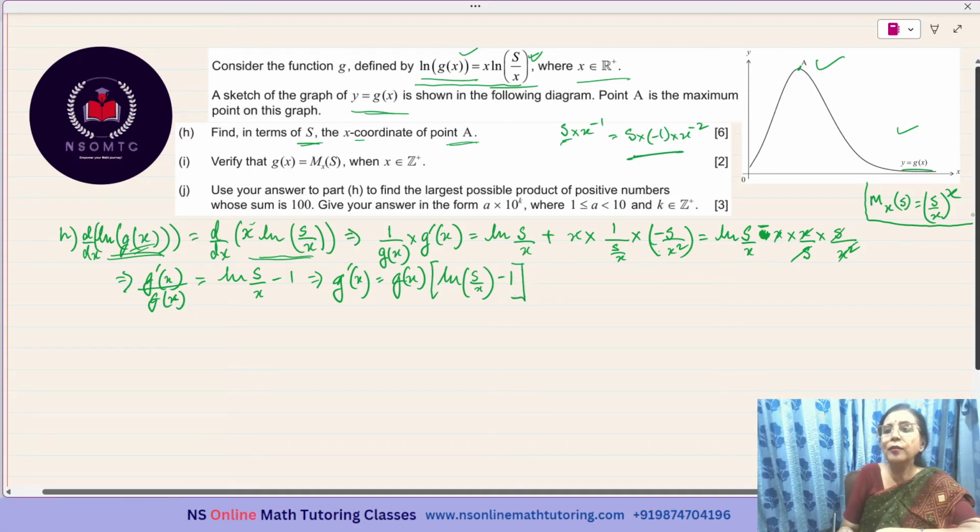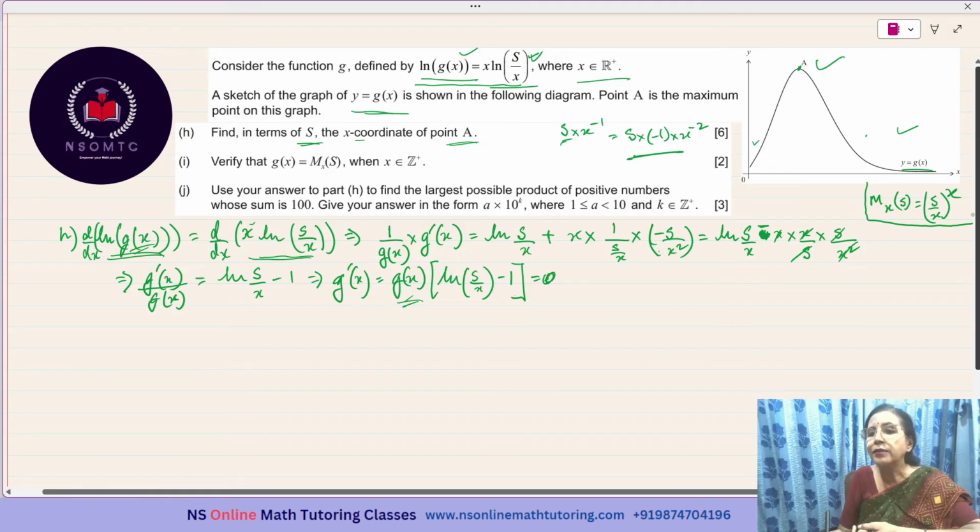Because we are concerned with this point E, which is the maximum point of the graph, where the g dash x value will be equal to 0, this should be equal to 0. And obviously the function value will not be equal to 0; we never see g of x equal to 0 in the graph. It is not touching the x-axis at any time. So g of x is definitely not equal to 0.